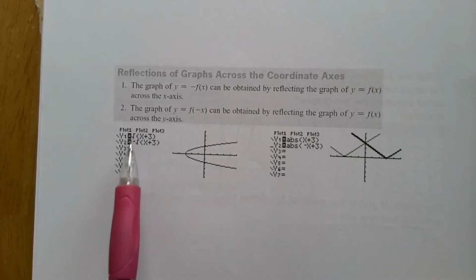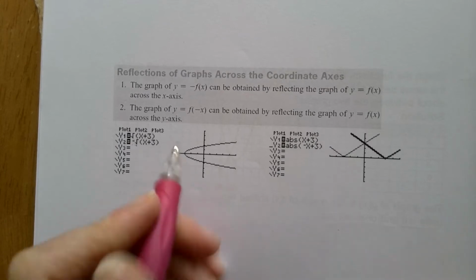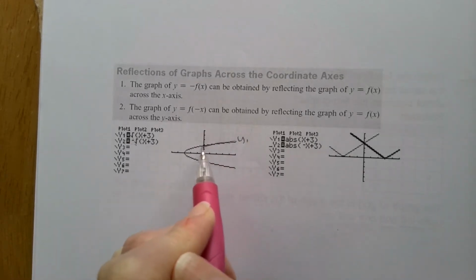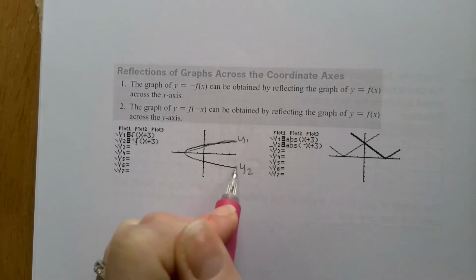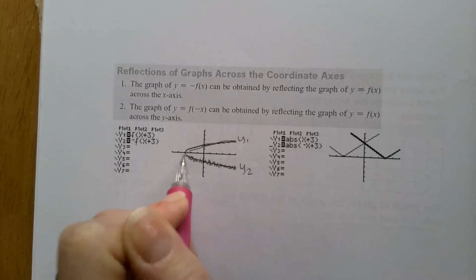If you just change the sign in front of the function, I graphed a square root of x plus 3 and then a negative square root of x plus 3. The first graph was this one on top. The second graph was this one on bottom. I'm going to do it a little darker so you can tell the difference.